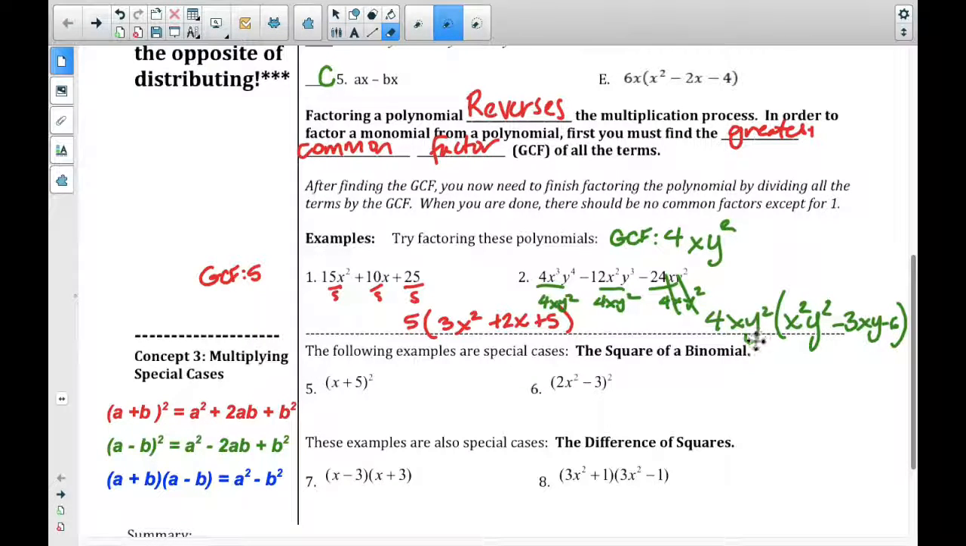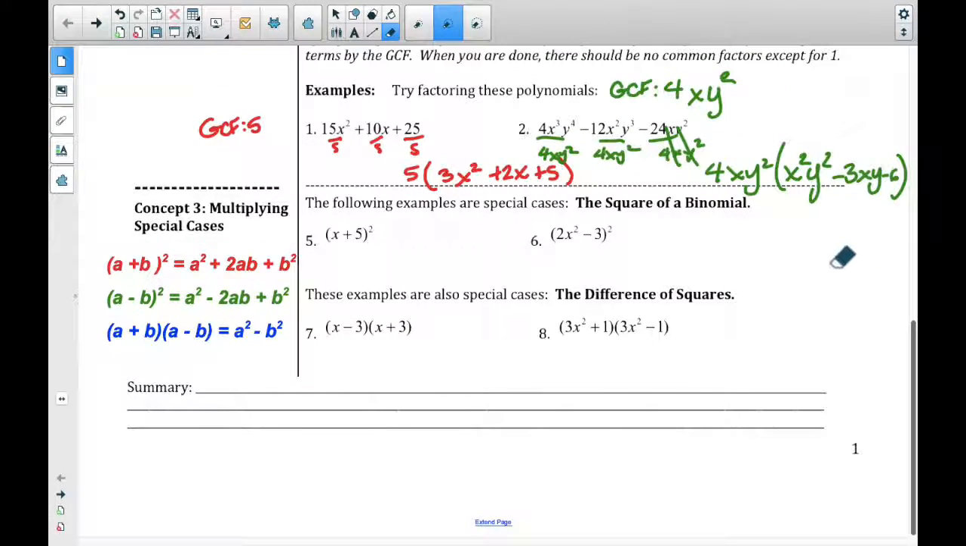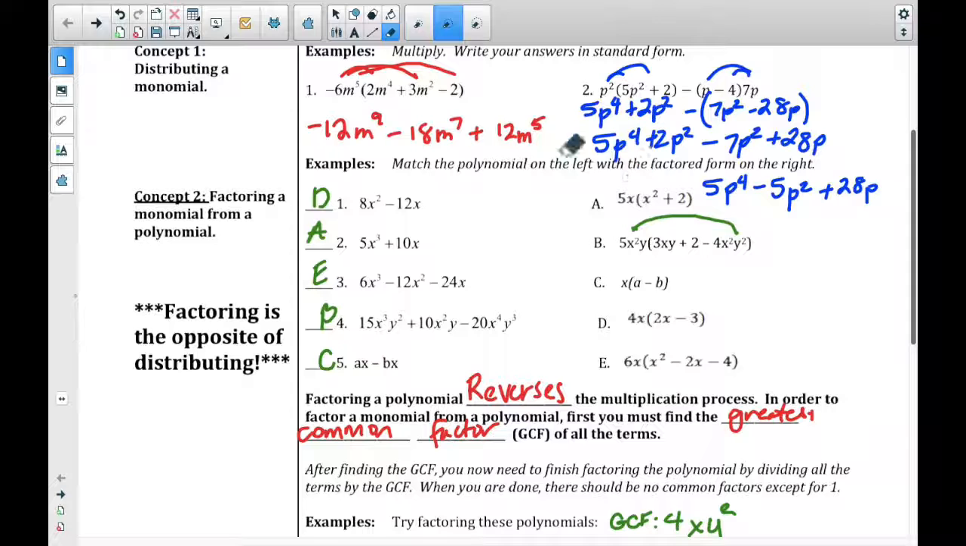And so I have my GCF on the outside, and then I have my 3 terms on the inside. That is how to factor with the GCF. We'll do some more practice on that. Before we go on to the next section, if there are any questions you have, please write down your questions and bring them to class.